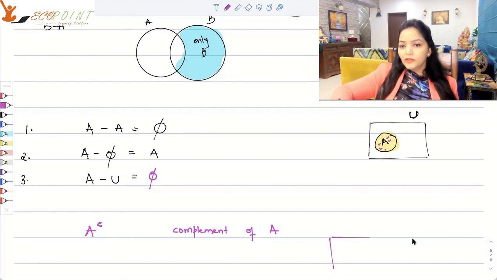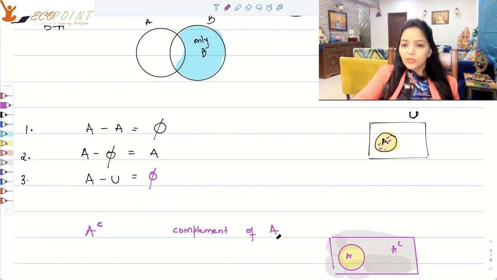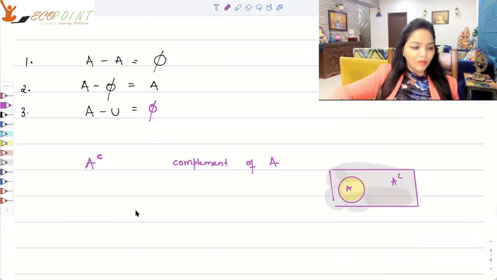So suppose this is your universal set and this is A. So A complement means everything which is not in A. Or in other words, you take out A. Just take this out. So A complement is everything in the universal set which is not in A. So A complement is this area in the universal set.